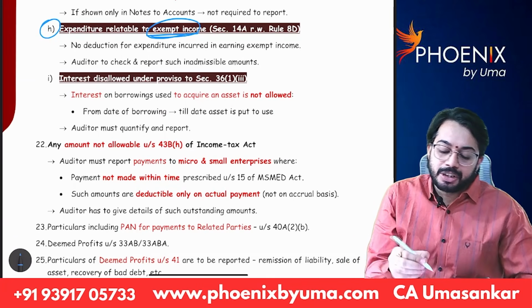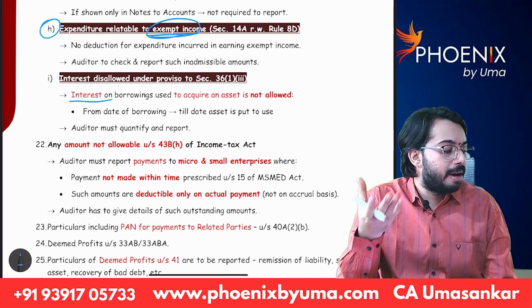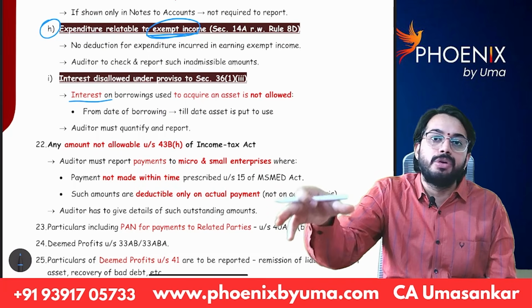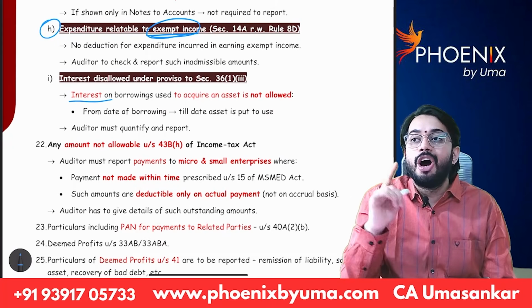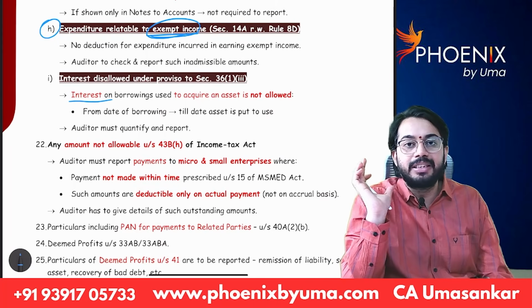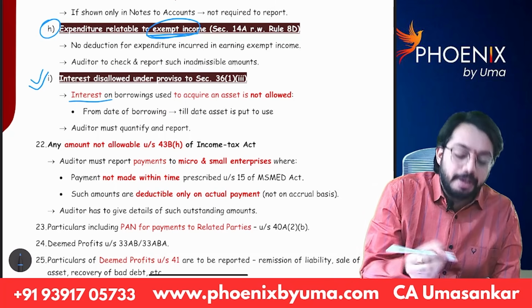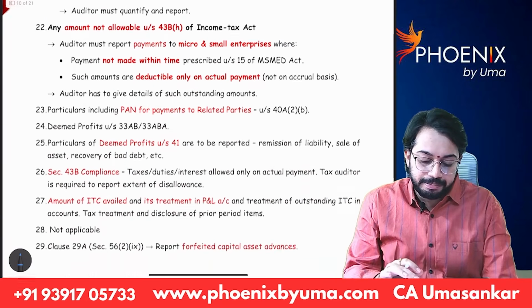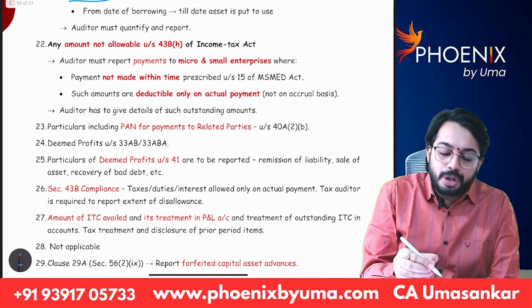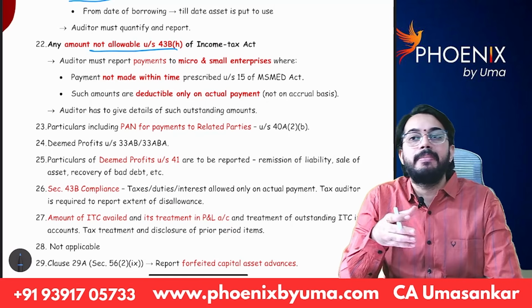Next, interest on borrowings. We have discussed in case of capital asset, from date of purchase up to put to use, whatever the interest is there, that interest will be capitalized. After put to use, whatever the interest is there, that will be debited to P&L account. That information is required to be given properly in clause 21 subclause I. Okay. Next, any amount not allowable under section 43B(h). What do you mean by this?